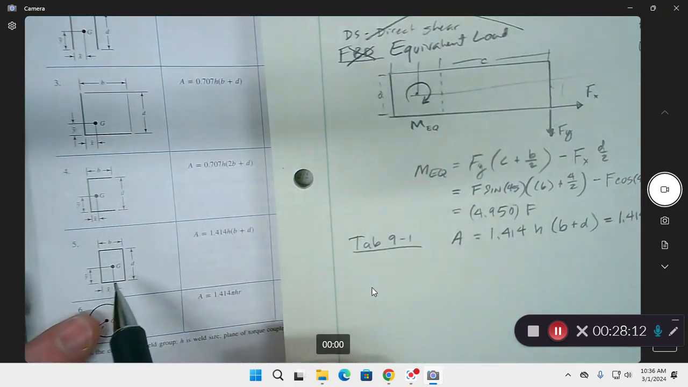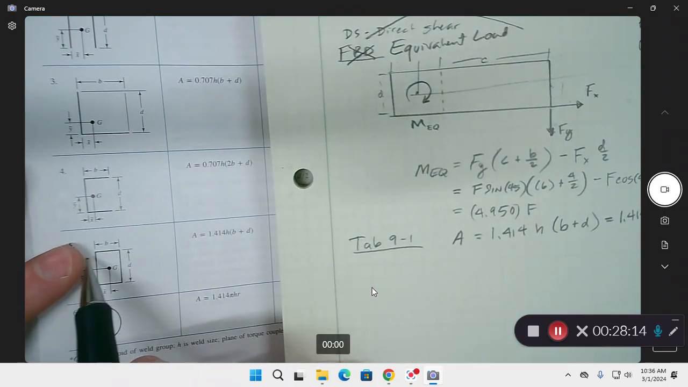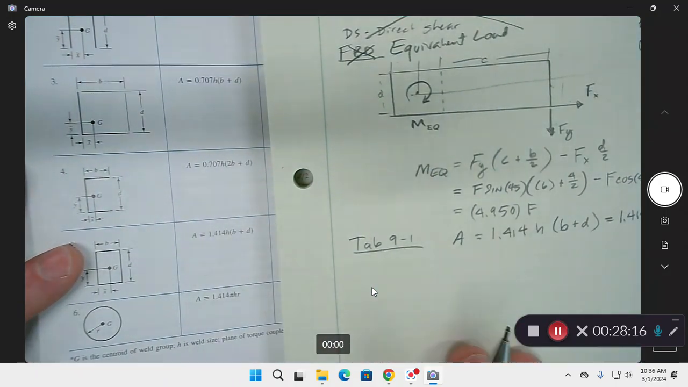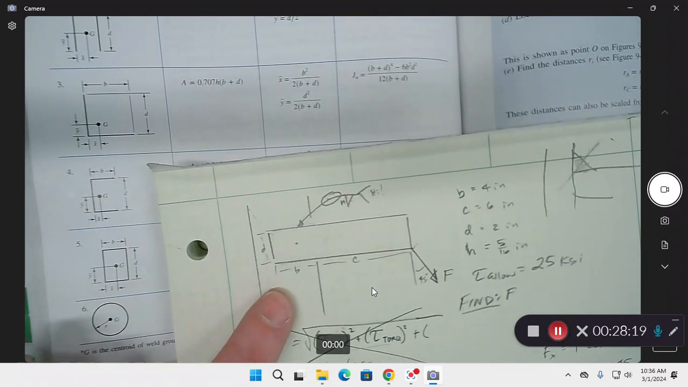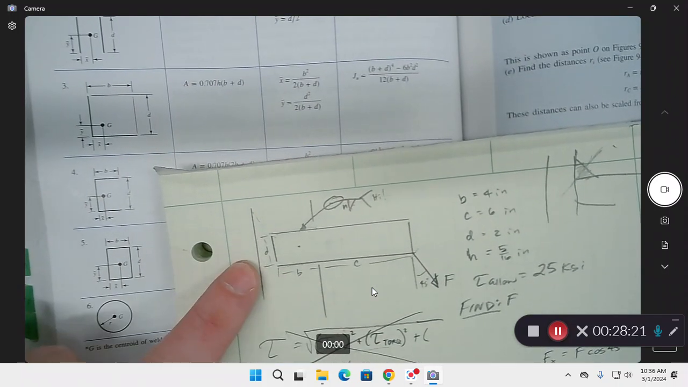All right. So in this figure, B is the width right up here. Oh, and look at that. They were nice enough to make those the same.